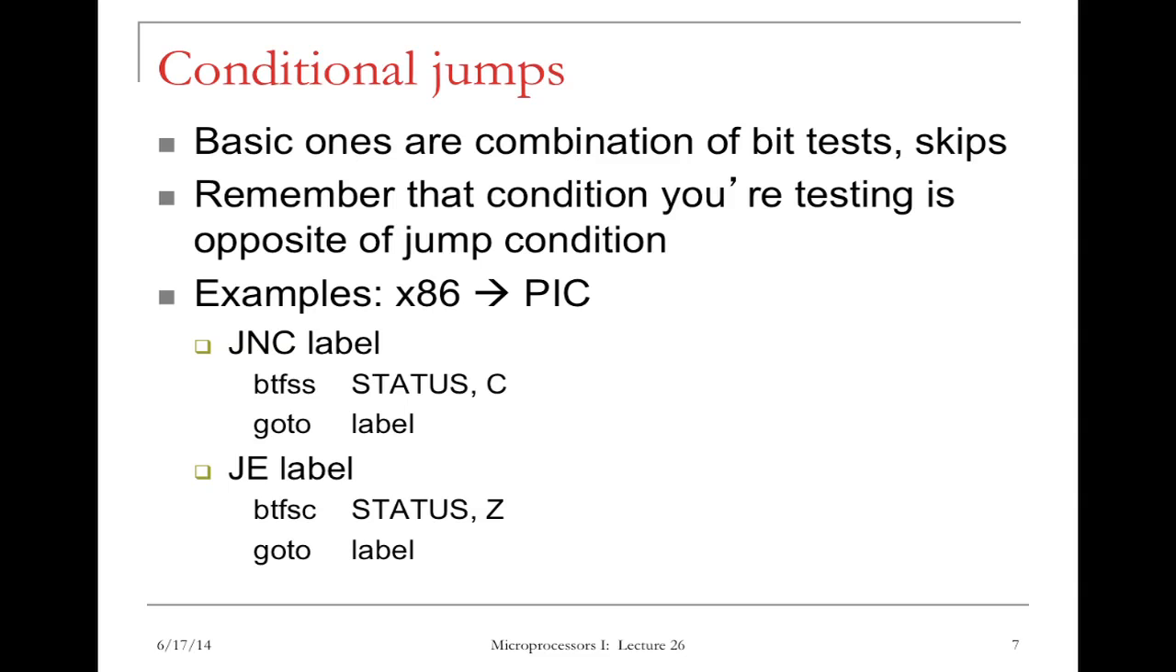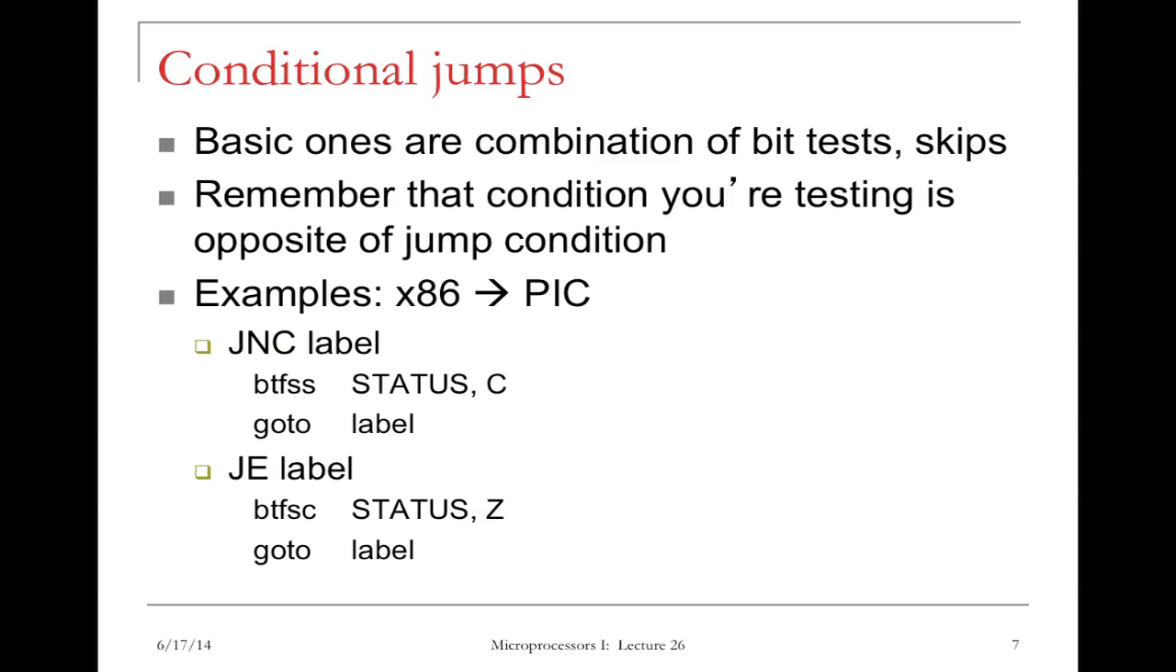For x86, we can do JNC label. JNC is jump if not carry. So that means if we have a 0 on the carry bit, we will jump. That's not carry. If we have a 1 on the carry bit, we will not jump.